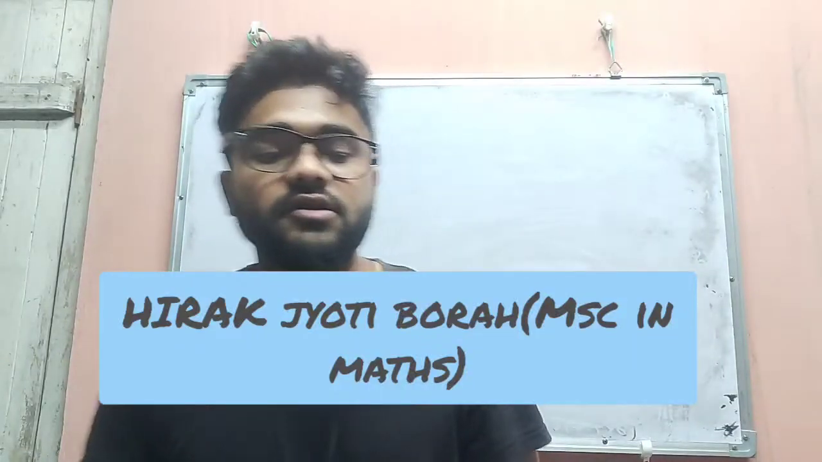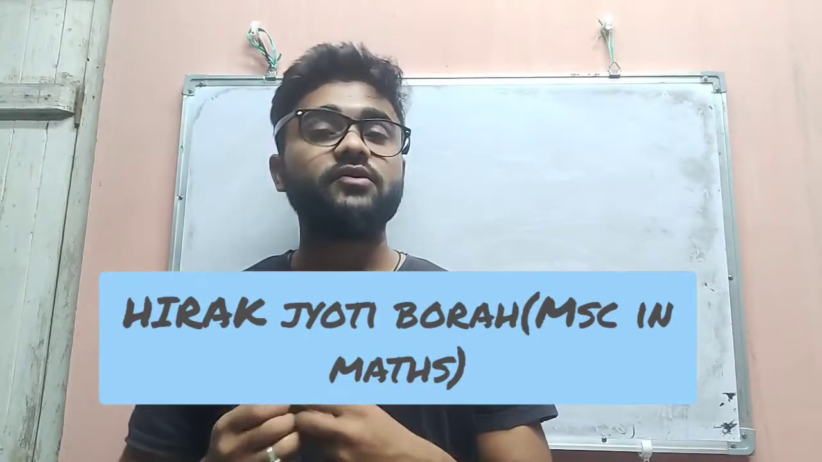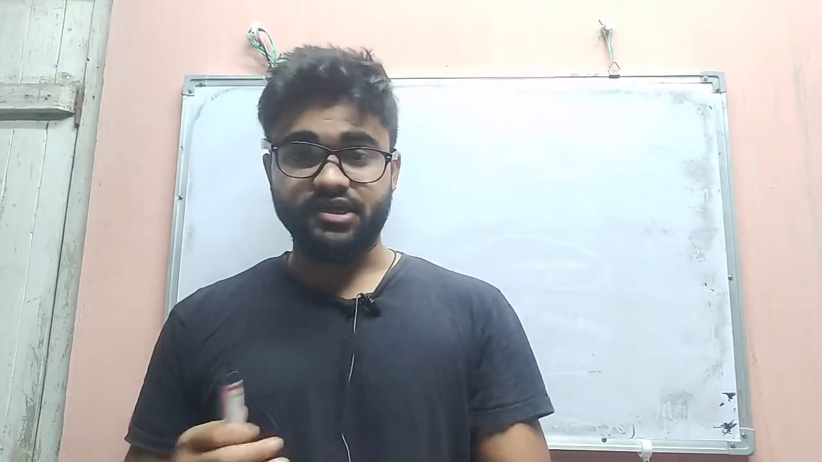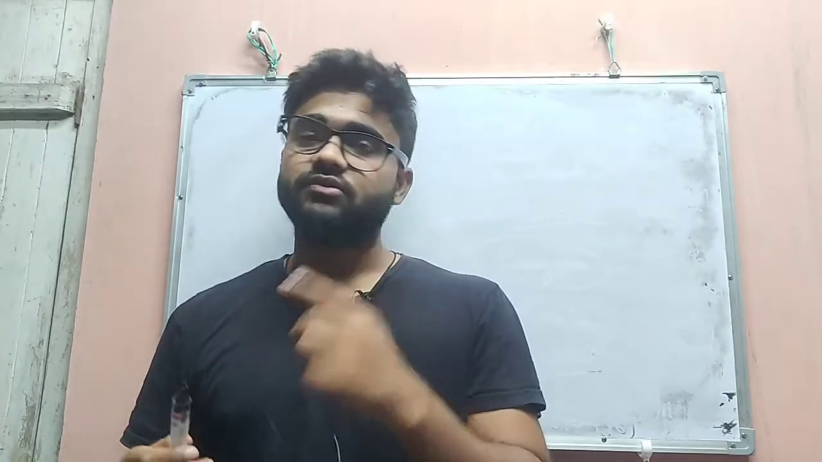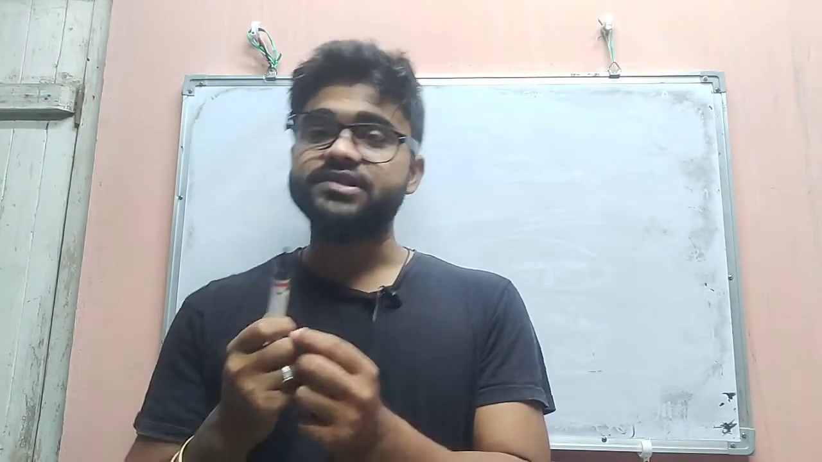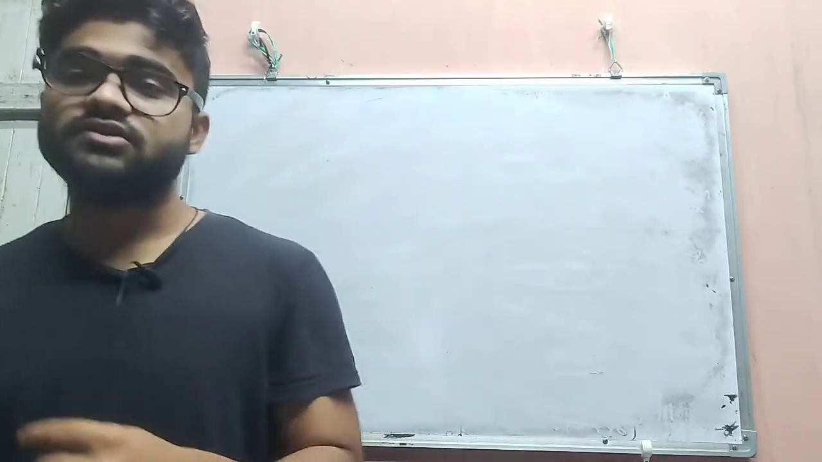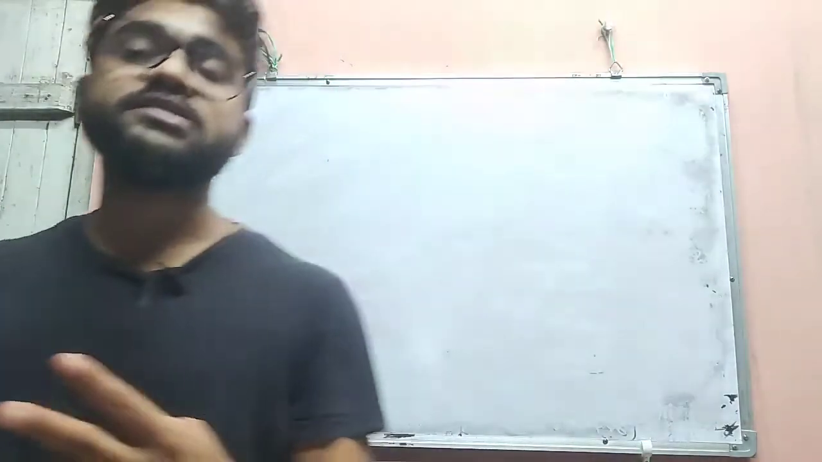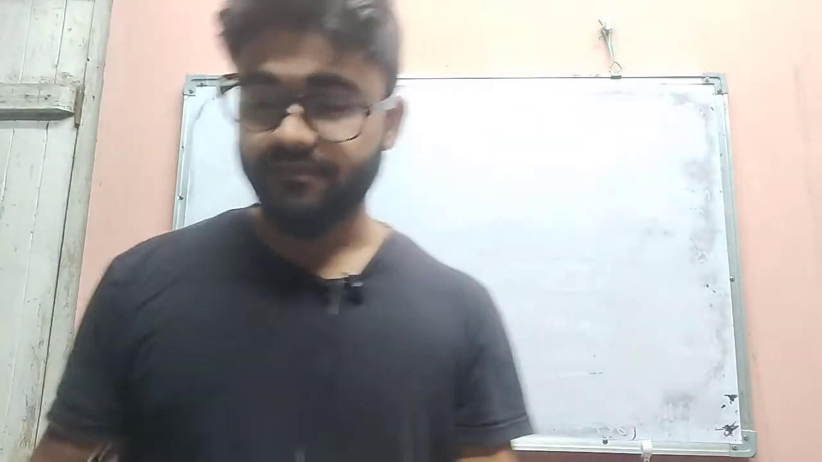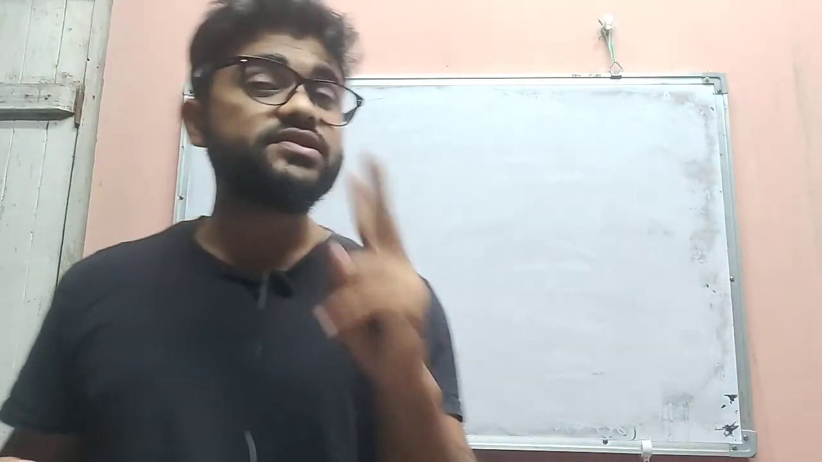Hello students. Today we are going to discuss the isosceles triangle. We are going to discuss some theorems related to the isosceles triangle. So we must first understand what an isosceles triangle actually is. An isosceles triangle is a triangle whose two sides are equal.